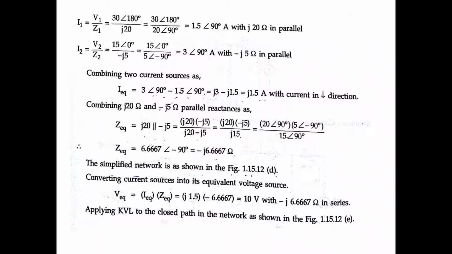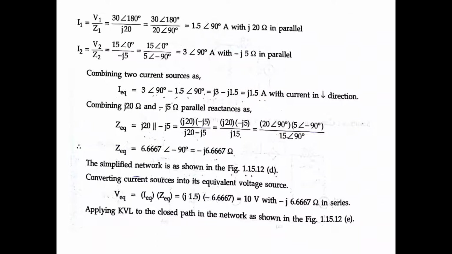Next, combining the two current sources, that is 3 and 1.5. Why 1.5? Because of the minus j. That is 3 minus 1.5 with the current source. The minus means it is reversed, downwards. Plus j20 and minus j5 are parallel reactances. That is 20 and 5 in parallel. You get Z equivalent in the simplified network.